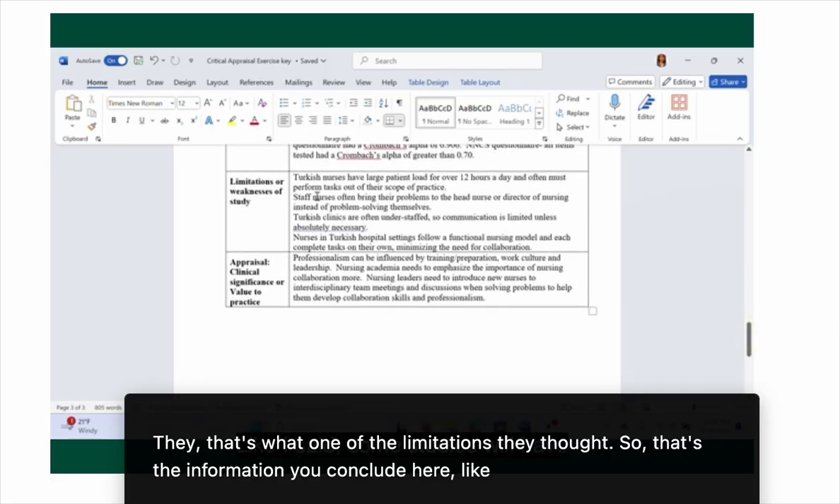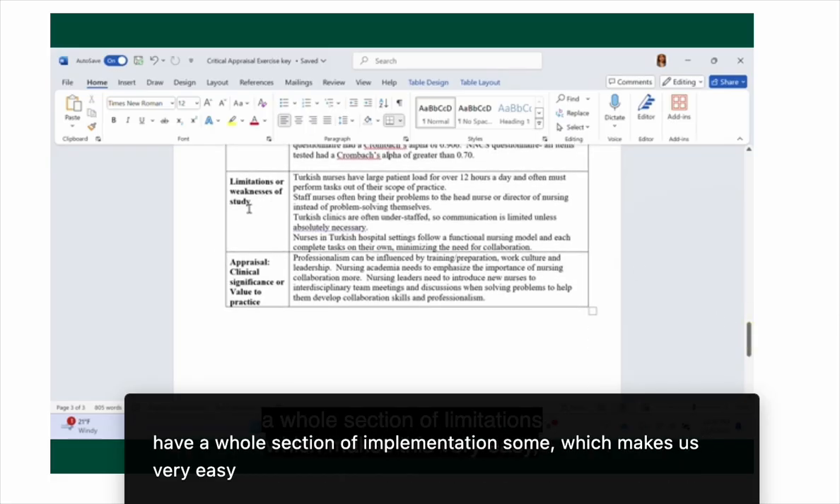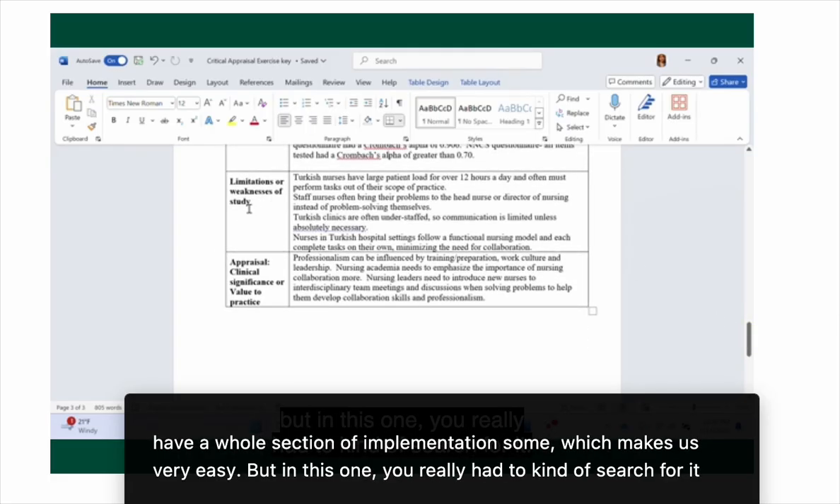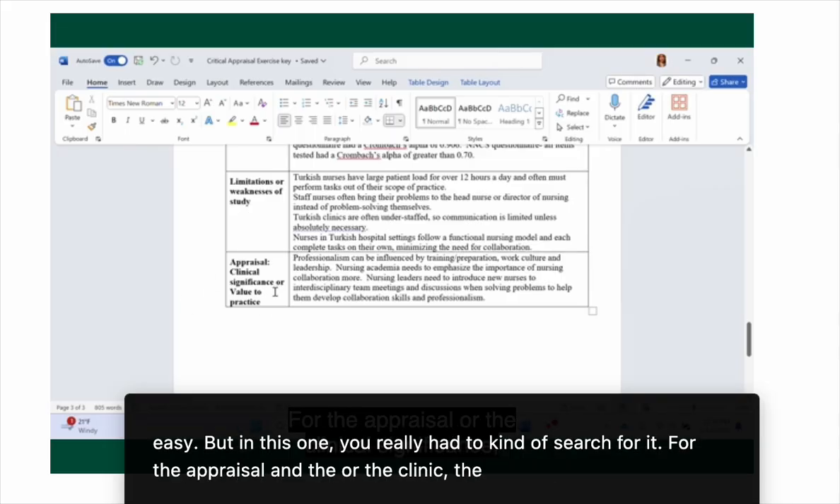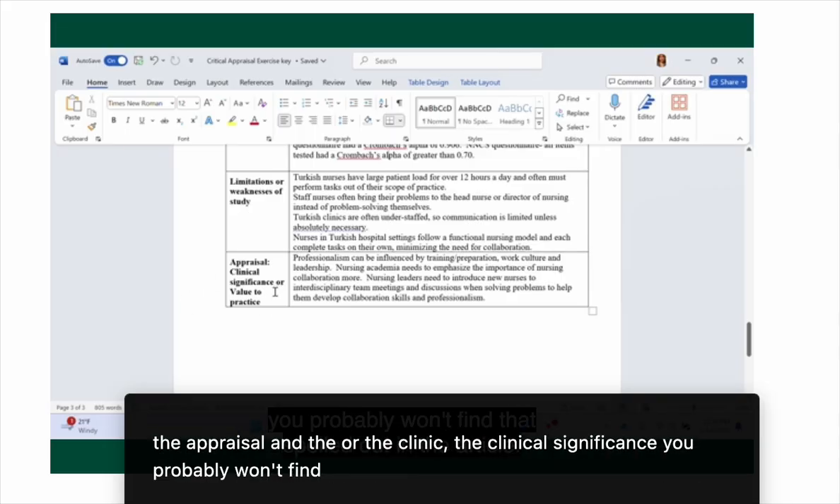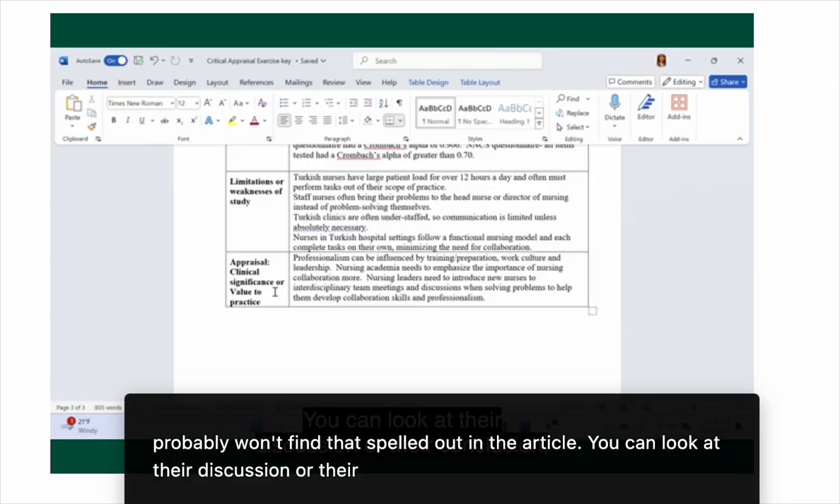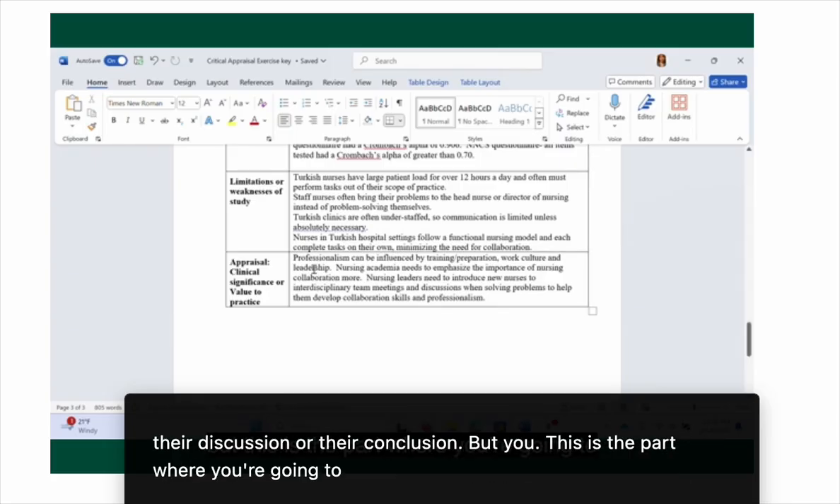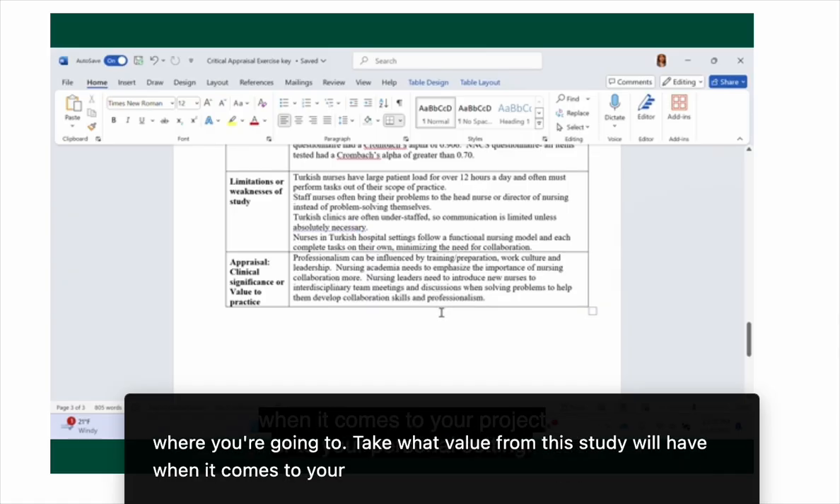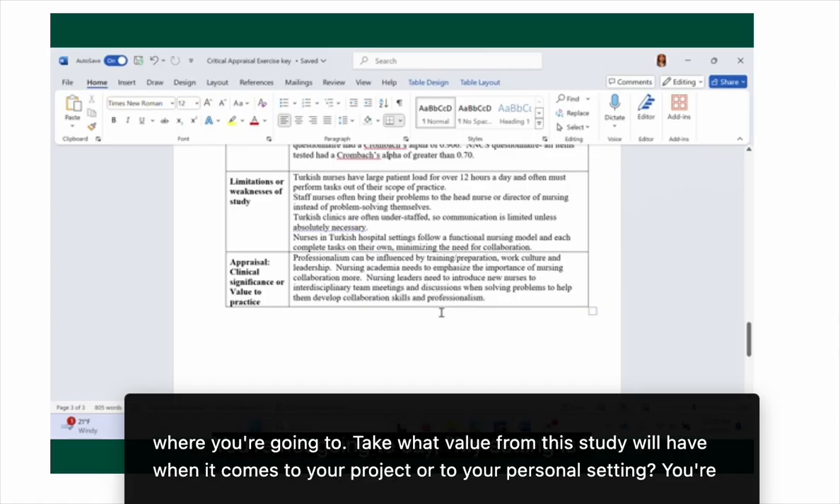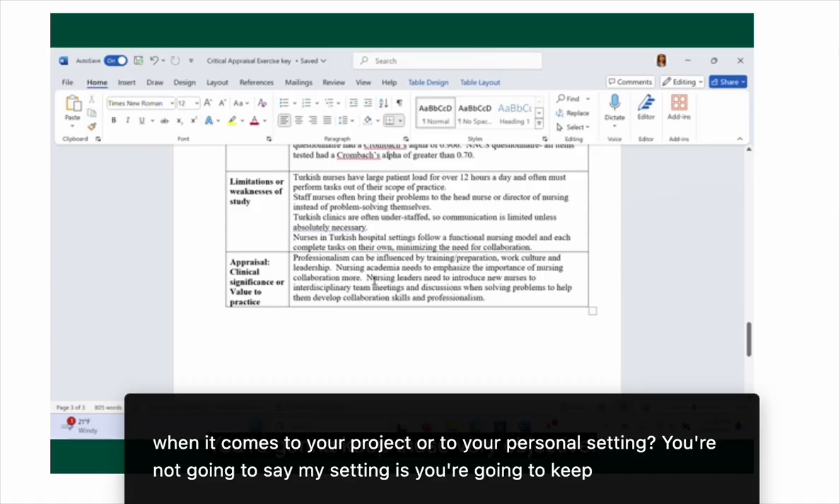Like I said, some studies will have a whole section of limitations, which makes this very easy. But in this one, you really had to kind of search for it. But the appraisal or the clinical significance, you probably won't find that spelled out in the article. You can look at their discussion or their conclusion, but this is the part where you're going to take what value from this study you have when it comes to your project or to your personal study. You're not going to say, my study is, you're going to keep these very objective.